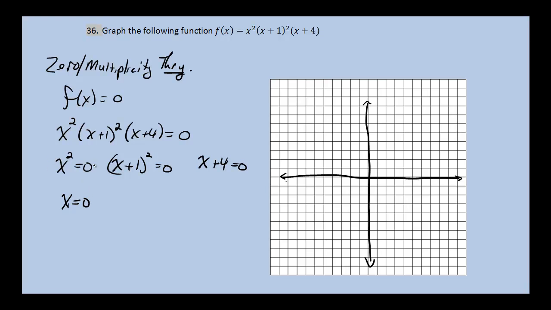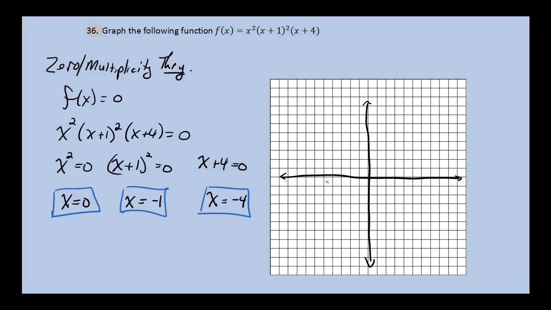Here I would take the square root of both sides. Here I will take the square root of both sides and then subtract 1. So I get x equals negative 1. And here I subtract 4 on both sides, so I would get x equals negative 4. So these will be the zeros of my function. Do not confuse these with vertical asymptotes.